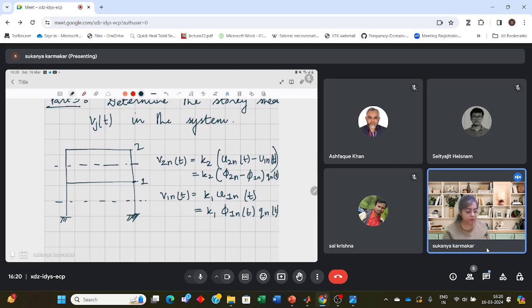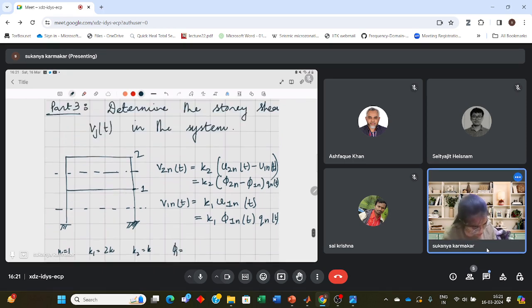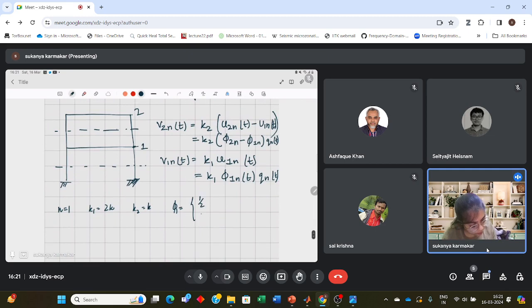Now you can substitute, let's say, the K1, K2 terms. Let's do it for the first mode, when n is equal to 1. We know that K1 is equal to 2K, right? K2 is equal to K. This is standard in the problem. Then we know phi 1 is equal to half and 1. Basically, phi first mode on the first floor is half. Phi first mode on the second floor is 1.